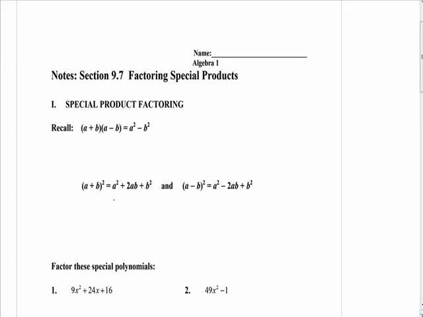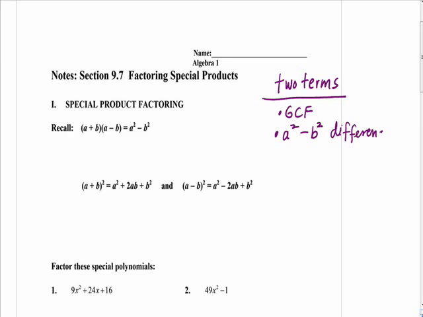Now, first off, if you only have two terms, you have two options. Option number one, you might want to write this down, is that the only thing you can do is take the greatest common factor. Option number two is if it's this type of two-term binomial, then you could factor it like a difference of squares.